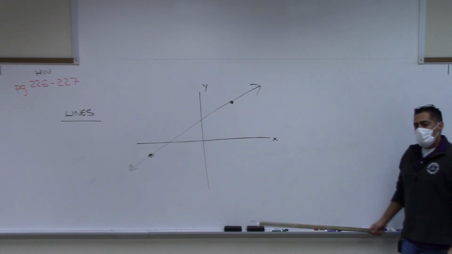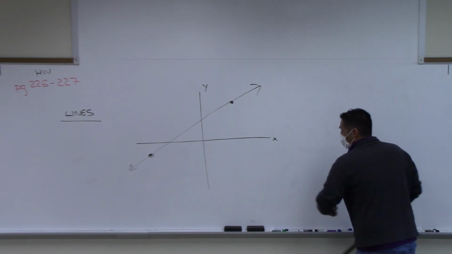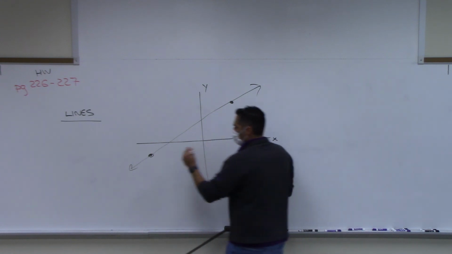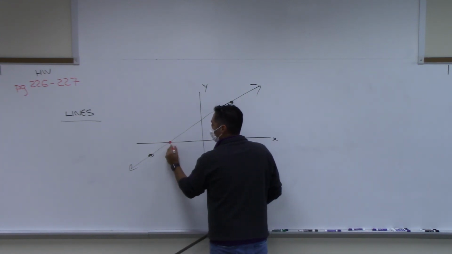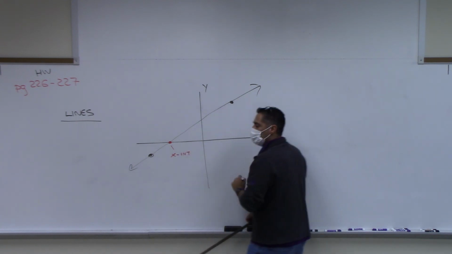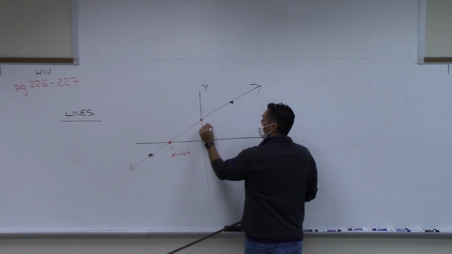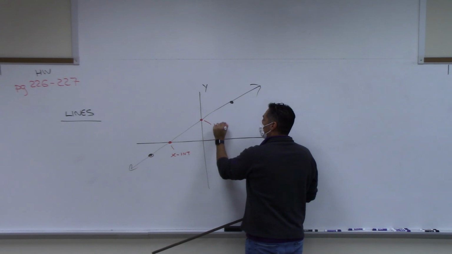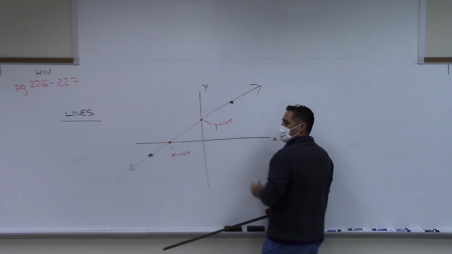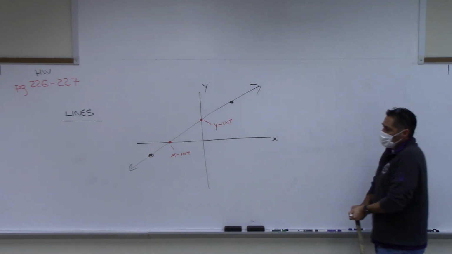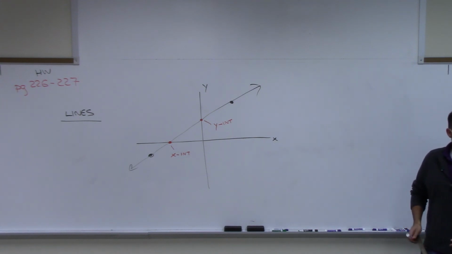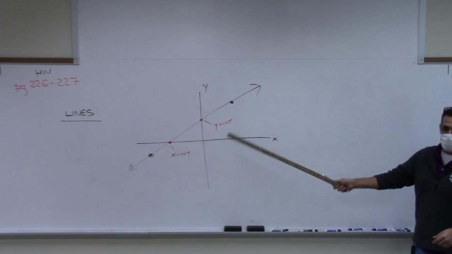Also, if I draw a line, it's usually going to hit this x-axis somewhere. We call that the x-intercept. I'm going to put x-int. And then it usually hits the y-axis somewhere, and that's called the y-intercept, y-int. Is it possible to not hit those? Is it possible to draw a line that would not hit those?